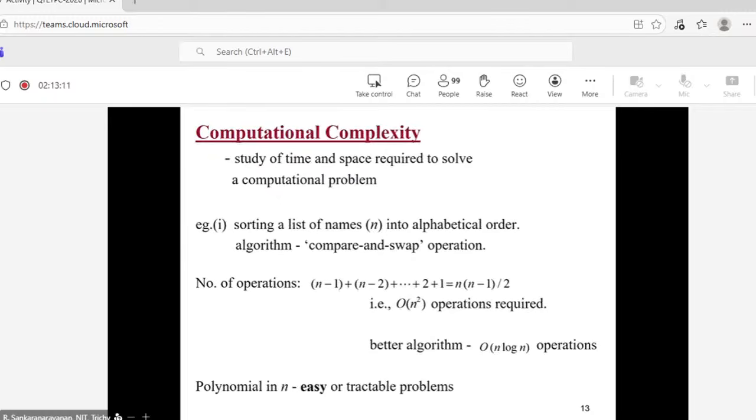Okay. So as I said, there are easy problems and hard problems. Here I have given a simple example of an easy problem. In an easy problem, the number of operations usually goes as n square, where n is the number of elements in the data set. If the number of operations required to solve a problem goes as n square, n cube kind of thing, such problems are called easy problems. For example, sorting a list of names into alphabetical order. This is one example of what is called an easy or tractable problem.